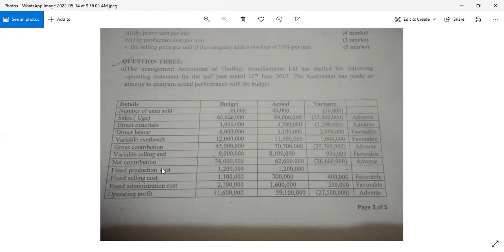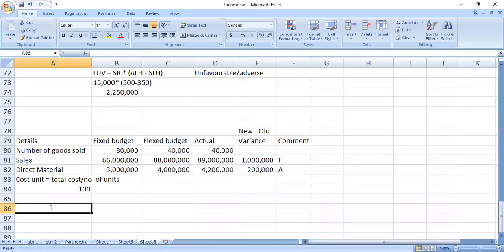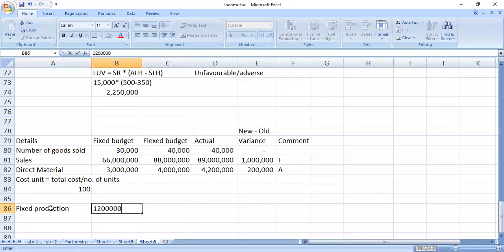Then you have fixed production. Now, fixed production for budget it is 1.2 and actually 1.2. So you can go now flexing and do that. We have fixed production: 1.2 here, then it was 1.2 here.